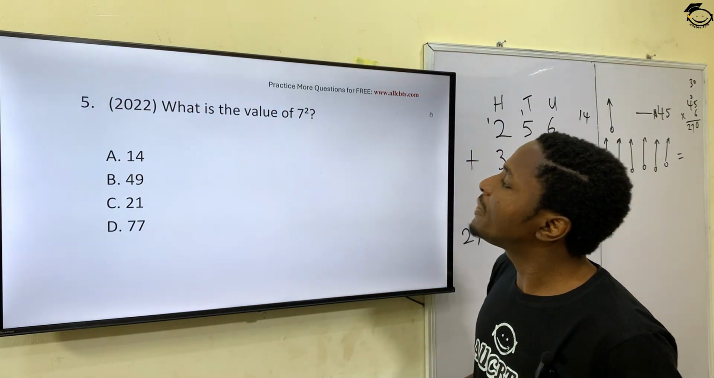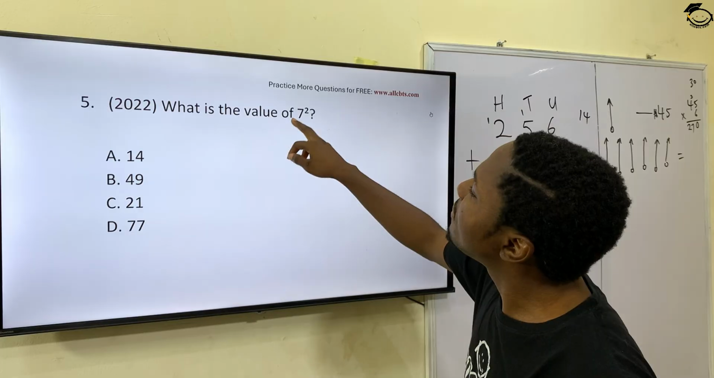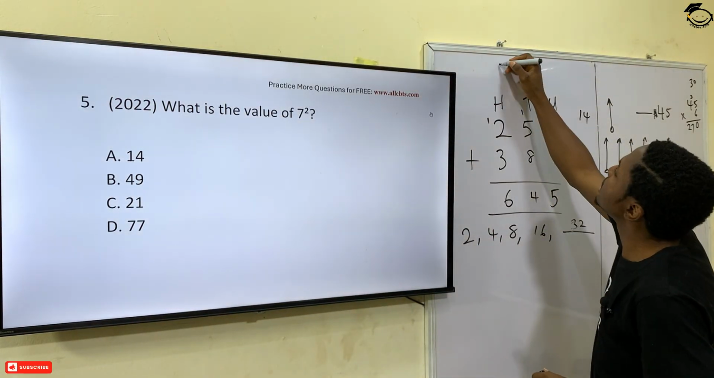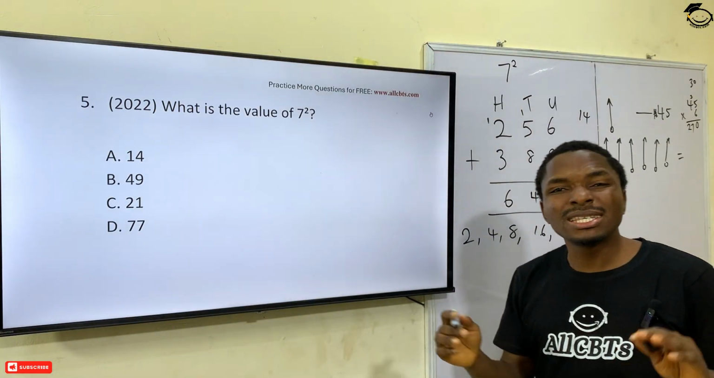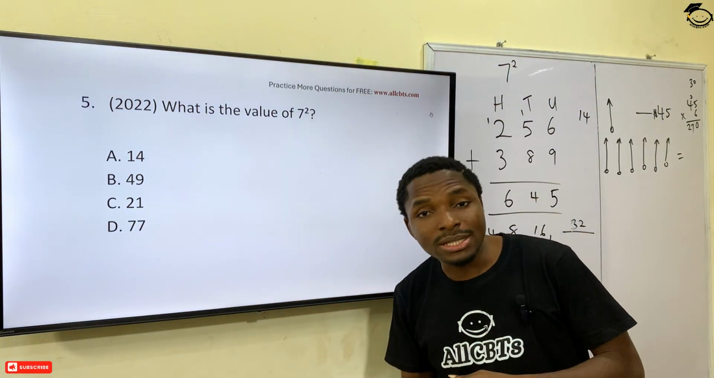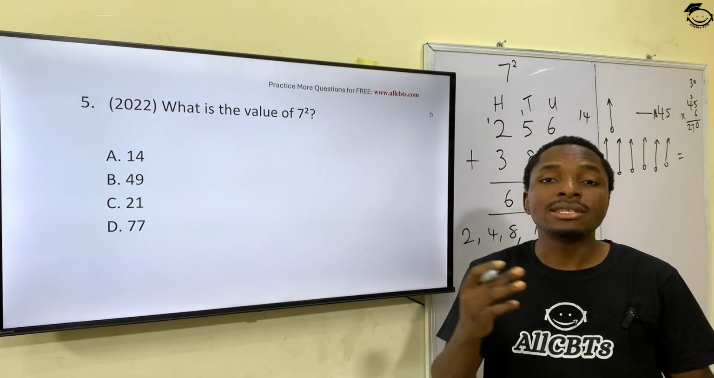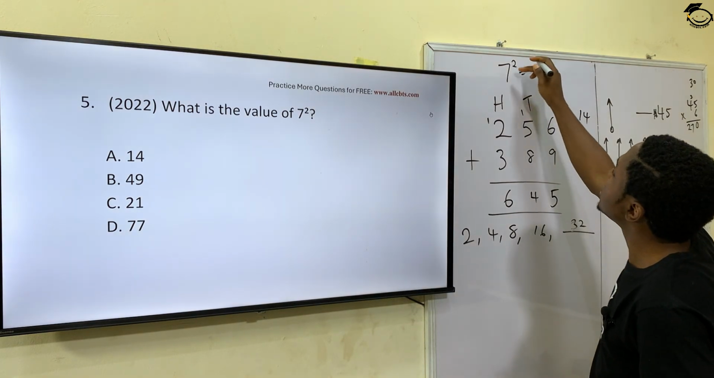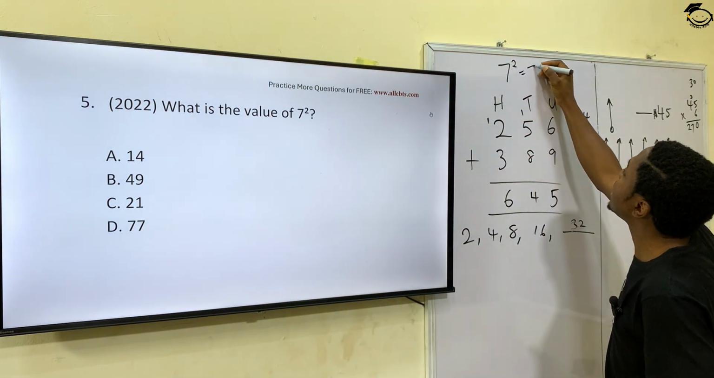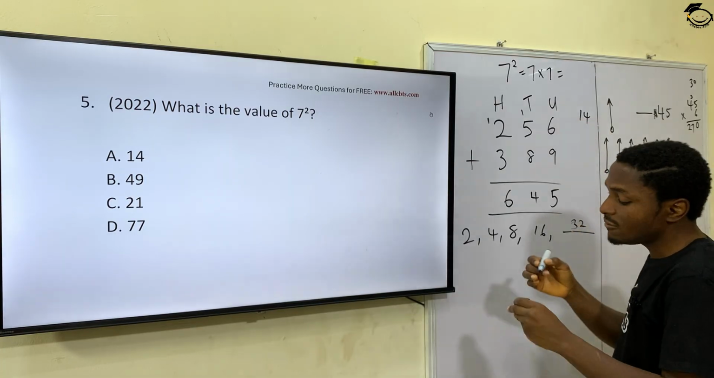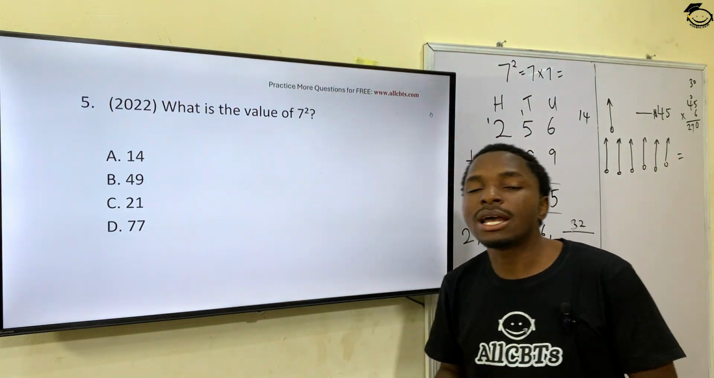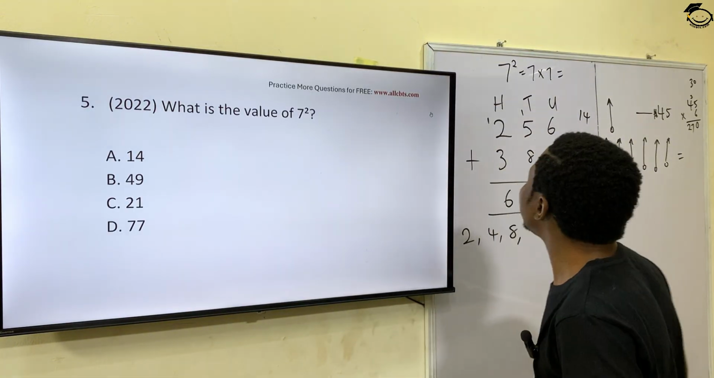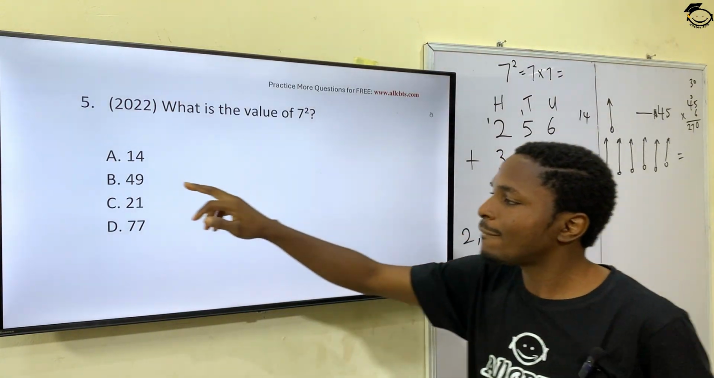And then question 5 from 2022. What is the value of 7 raised to power 2? So 7 raised to power 2, let me do it here. 7 raised to power 2 simply means 7 in 2 places, or if you like, 7 times 7. That's just what it means. So 7 times 7 will give you what? 7 times 1, 7. 7 times 2, 14. Like that. So 7 times 7 will give you 49.